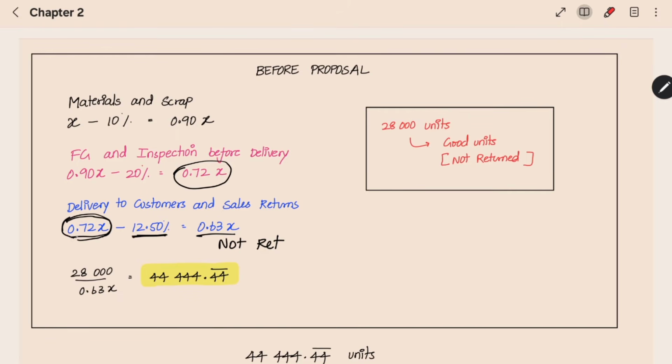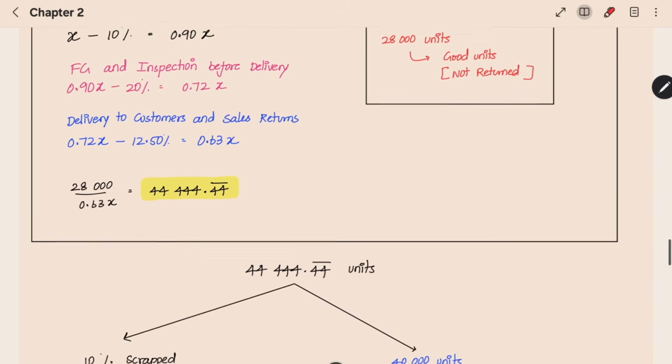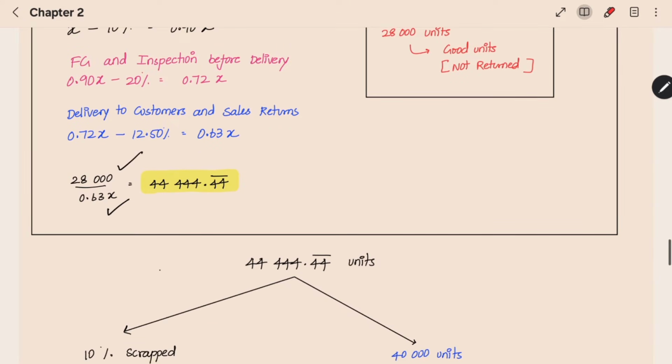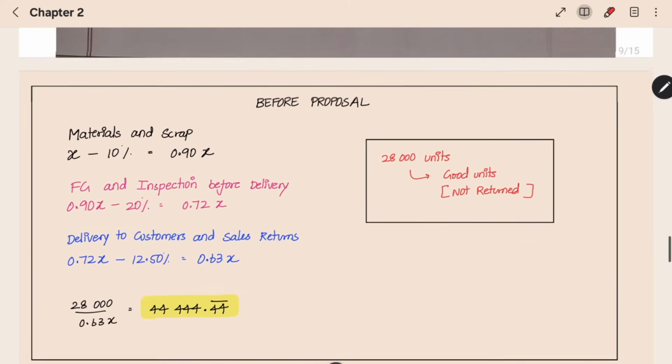This is the total finished goods after the inspection, after removing the faulty production. This is the sales returns: total sales less sales returns. Now we get the goods not returned. What are the goods not returned? 28,000 is the goods which are not returned. That will be equivalent to 0.63x. Now what is the amount of full x? We have to cross multiply and find out. That is what I have done here. 28,000 is 0.63x, so 1x is 44,444.44. This is the x number of units.